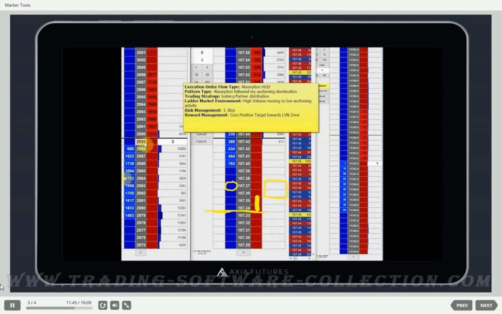Your risk management, 1 to 3 ticks. Your reward management is effectively looking for the low volume node here at the 82s. And as the market starts trading, you want to see how the market starts trading back towards this area over here. So let's have a look at how this continues to trade.